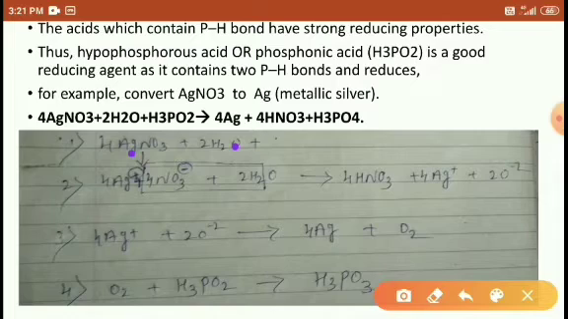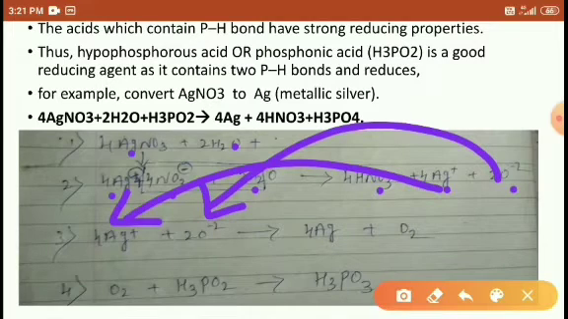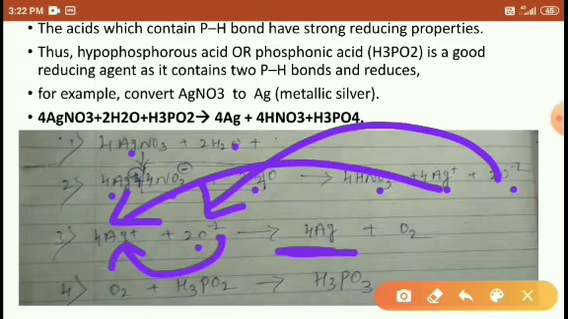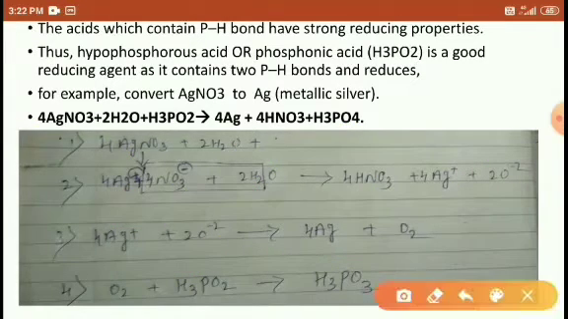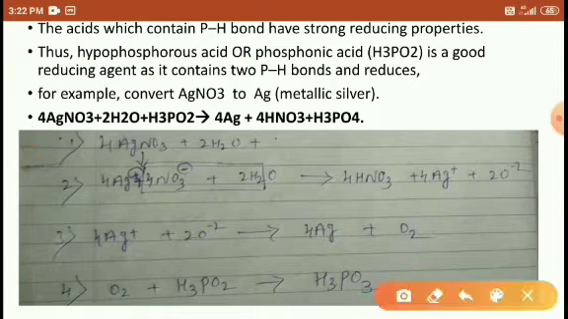I have written the mechanism here, students. AgNO3 reacts with water to form Ag+ and NO3-. NO3 attracts the hydrogen to form HNO3, and Ag+ with 2 moles of oxide. Again this Ag and these oxides: one oxide has 2 extra electrons, so 2 oxides have 4 electrons. These 4 electrons move towards here, and it turns into Ag and O2. Again this O2 reacts with H3PO2 to form H3PO3. So it means H3PO2 acts as a reducing agent for silver.